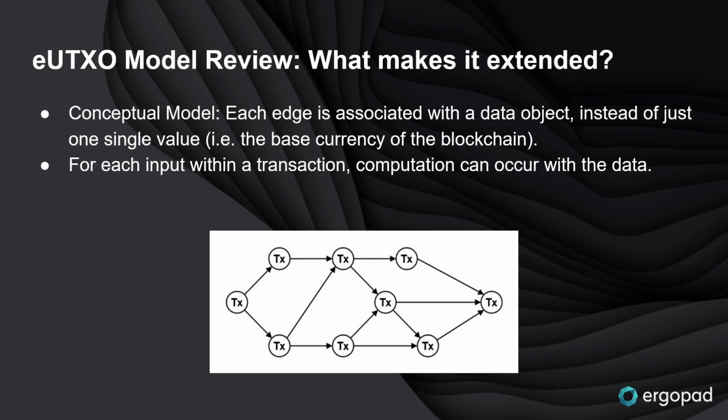And finally, what makes it extended? If the eUTXO model wasn't extended, we would just call that the UTXO model. And in this model, the only data that can be on the edge is the base currency of the blockchain. So in Bitcoin, for example, that would just be the Bitcoin value. But in Ergo, since it's the extended UTXO model, this data doesn't have to just be the base currency. It can be some arbitrary data that we want. And when we use that input in a transaction with that arbitrary data, we are able to use that data to do something.